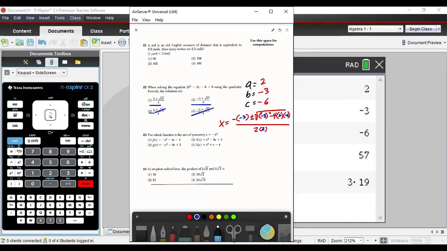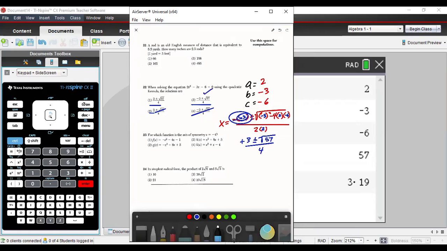Now, here is the key. A negative times a negative is going to be a positive. So that's going to be a +3 plus or minus the square root of 57 over 4. If you did not put a -3 in there, you would have gotten this one, and that is not correct.